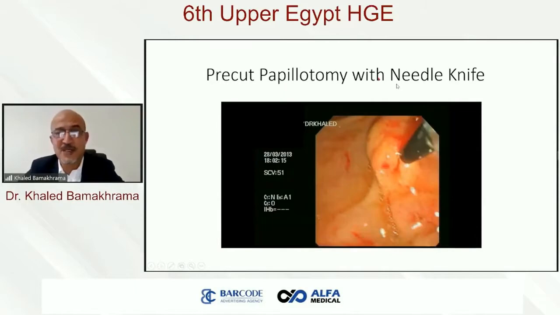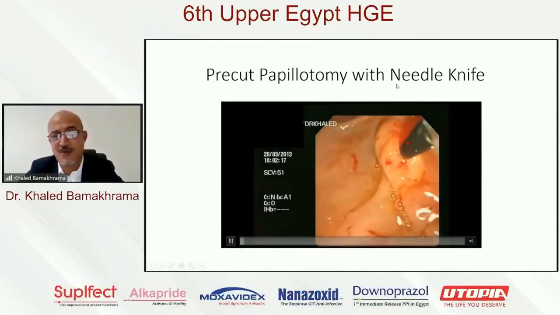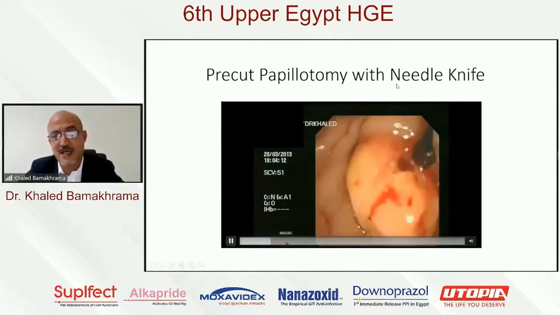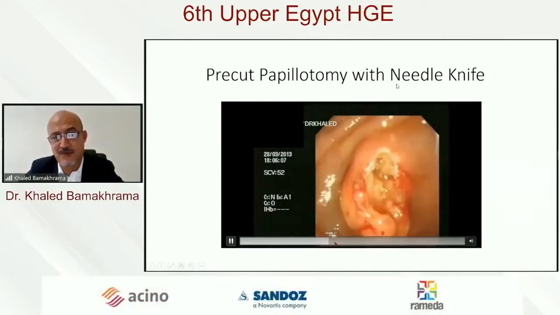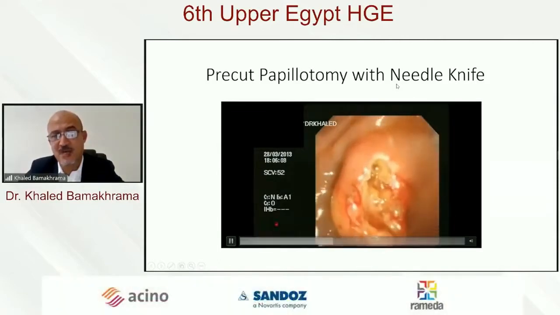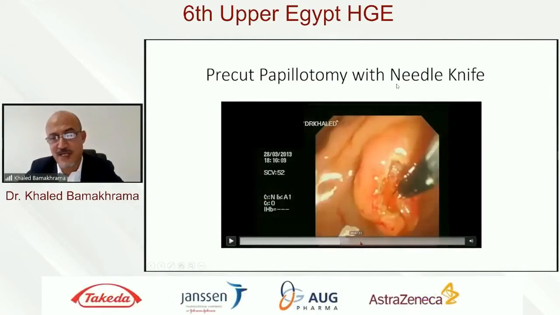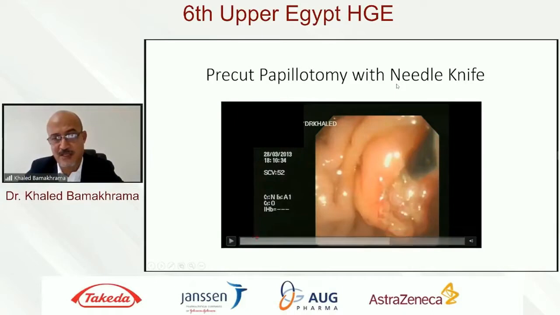For pre-cut papillotomy with needle knife, again, you need to start from the papilla and go upward stepwise, and again follow the boundaries of your pre-cut. Now, you can see you can stop here and try with the probe and the guide wires. If it goes well, good. If not, you can cut again and try again to access the common bile duct.